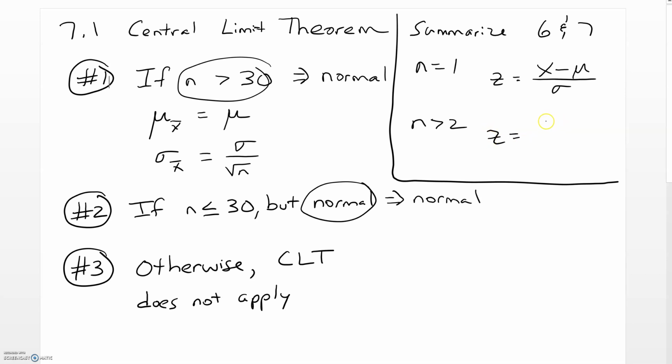Our z-score will be x, or we should say x bar, minus mu. Now remember, we just said over here in example 1 that mu stays the same. But we said over here that the standard deviation changes. So if our sample size is bigger than 1, it will be the standard deviation divided by the square root of n. All right.